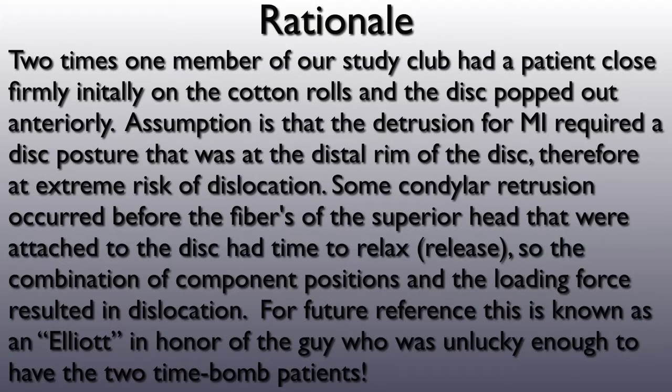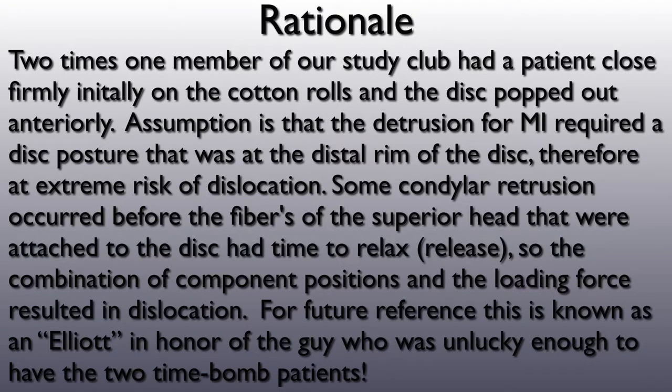The rationale for all of this is as follows. Twice, one member of our study club had a patient close firmly initially on the cotton rolls and the disc popped out anteriorly. Our assumption is that the detrusion for MI required a disc posture that was at the distal rim of the disc, therefore at extreme risk of dislocation.